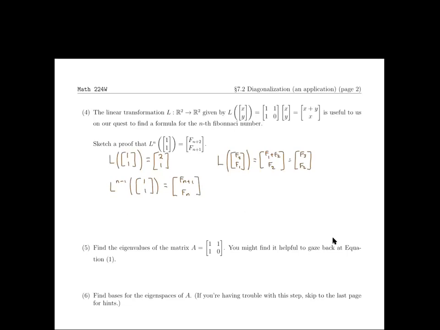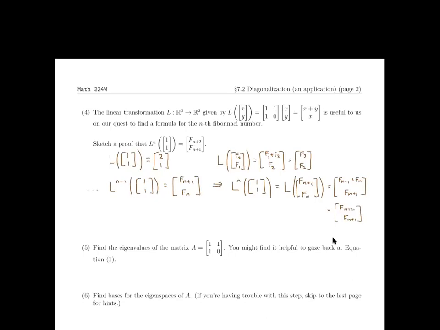And then if we plug that into L again, so if I do L to the n of 1, 1, that's going to be L of Fn plus 1, Fn. And my linear transformation says, all right, take those, add them together. So I get Fn plus 1 plus Fn, and then Fn plus 1. And of course, that top entry is the formula for the n plus second Fibonacci number. So we get Fn plus 2, Fn plus 1.